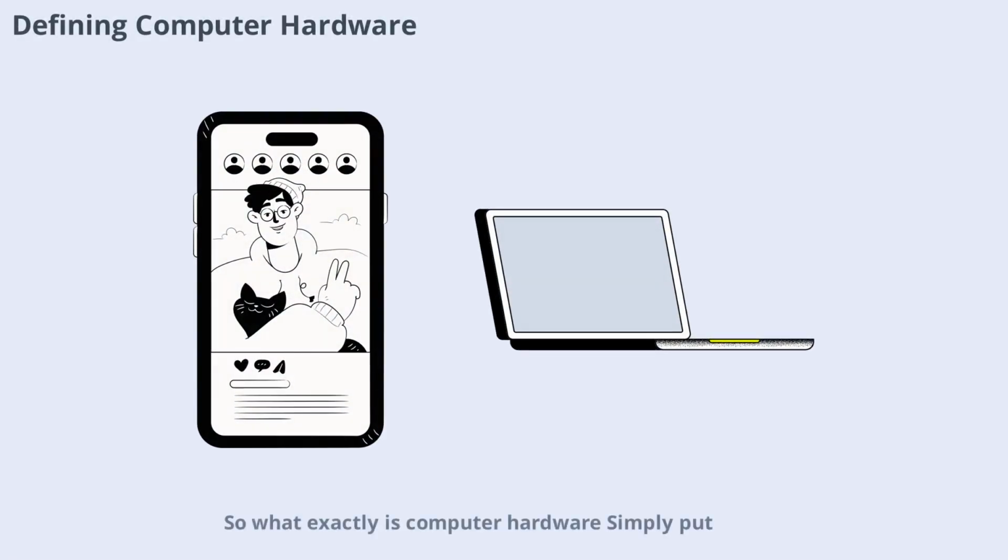What exactly is computer hardware? Simply put, computer hardware includes all the physical parts of a computer system. These are the components you can see, touch, and even replace if needed. Hardware parts work together to make sure your computer functions smoothly. Whether it's typing on a keyboard, clicking a mouse, or viewing images on a monitor, it's all possible because of hardware. Without these physical parts, a computer would just be a box with no purpose.